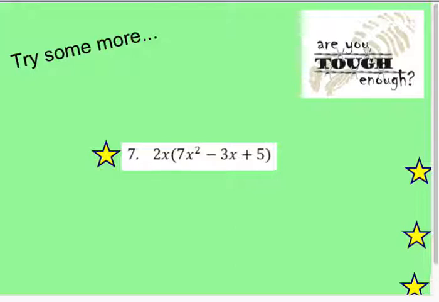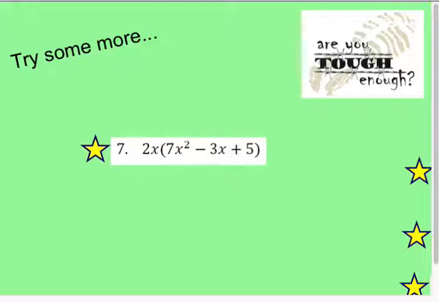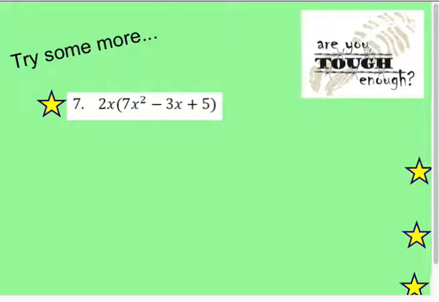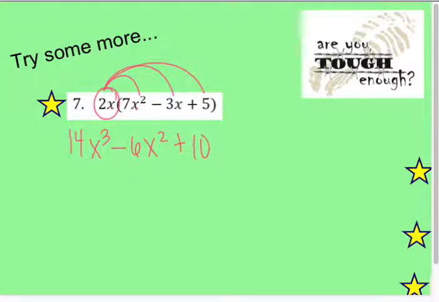Number 7. This time we are multiplying. So what we need to do is go ahead and distribute that 2x to everything. So 2 times 7 is 14. X times x squared, when I add exponents, I get x to the third. 2x times negative 3x, well, it's going to be negative. 2 times 3 is 6. X times x is x squared. And 2x times 5, so plus 10x. And then I look, do I need to combine any like terms? No, so that will be my answer.